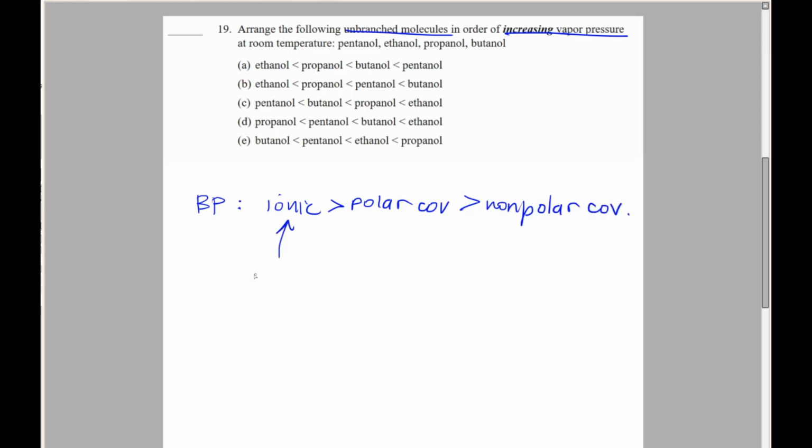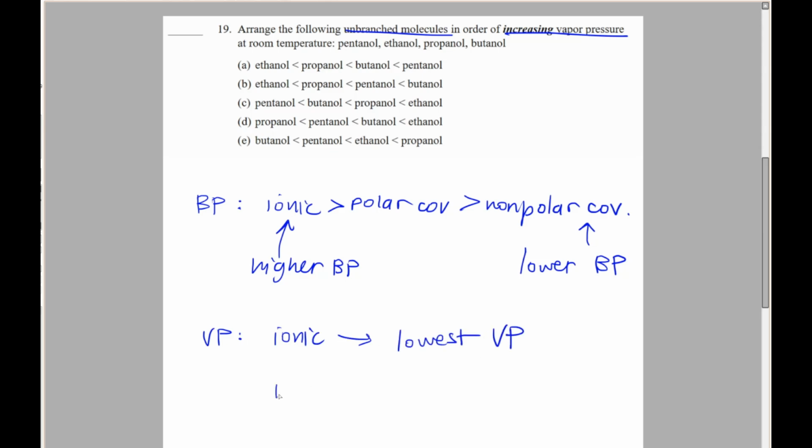So this ionic bond will have a higher boiling point. Nonpolar molecules will pretty much just have a lower boiling point because they're easier to break apart. Vapor pressure is the opposite of that. So ionic will have the lowest vapor pressure, whereas nonpolar covalent will have the highest vapor pressure. But that doesn't really matter for us because we see that these are all unbranched molecules and they're all very similar in structure. They're just all unbranched alcohols.